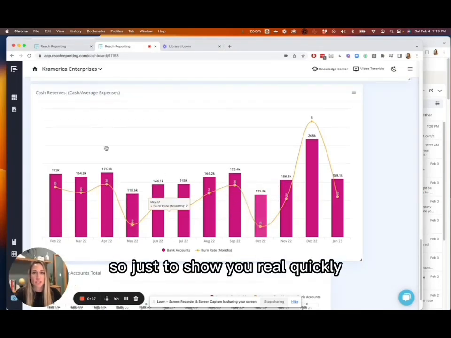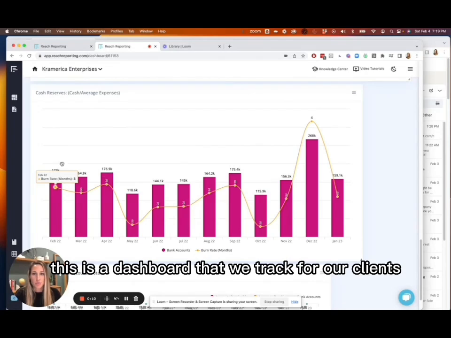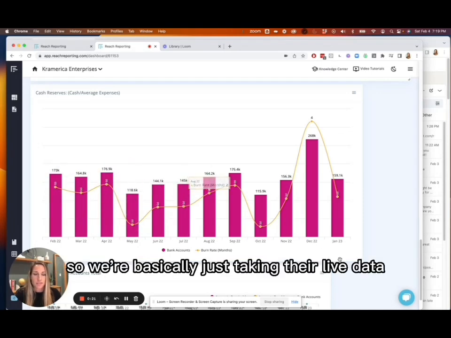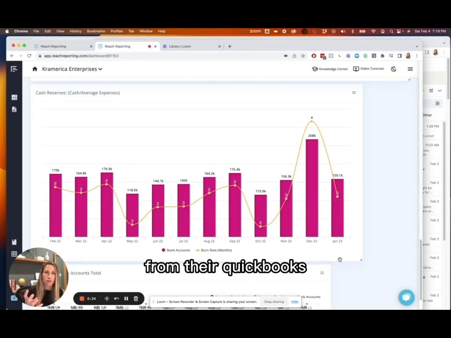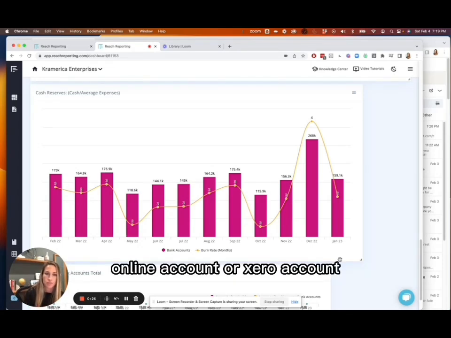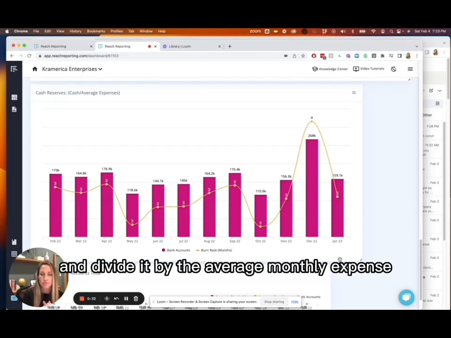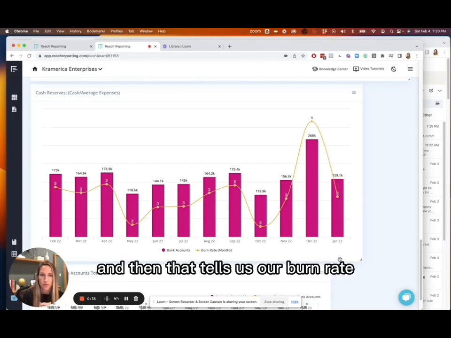Just to show you real quickly, this is a dashboard that we track for our clients. You can see the monthly cash balance and then their burn rate. We're basically just taking their live data from their QuickBooks Online account or Xero account, and then we take the cash balance and divide it by the average monthly expense. And that tells us our burn rate.